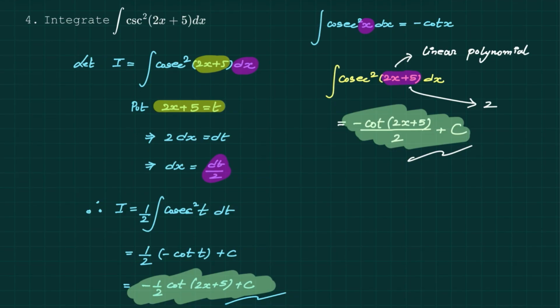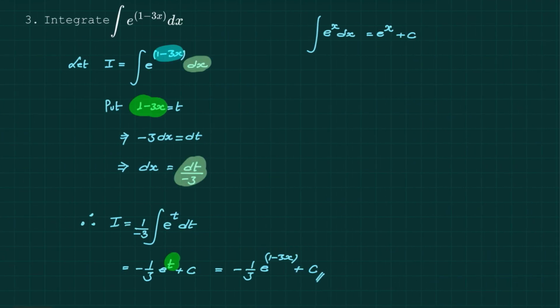Let us revisit question number 3. Here you see we had the question integration of e to the power 1 minus 3x dx. Instead of x there is 1 minus 3x, but this 1 minus 3x is a linear polynomial. So if there is a linear polynomial, we will for a while assume this as x.